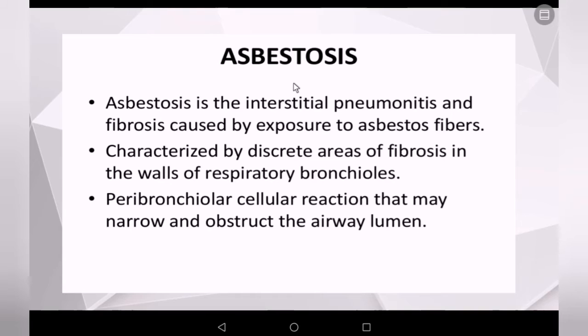So what is asbestosis? Asbestosis is an interstitial pneumonitis and fibrosis caused by exposure to asbestos fibers. It is characterized by discrete areas of fibrosis in the walls of respiratory bronchioles. Peribronchiolar cellular reaction that may narrow and obstruct the airway lumen. So it is another example of pneumoconiosis.